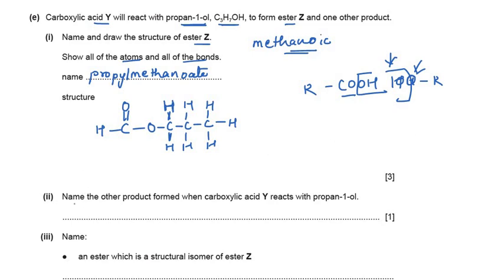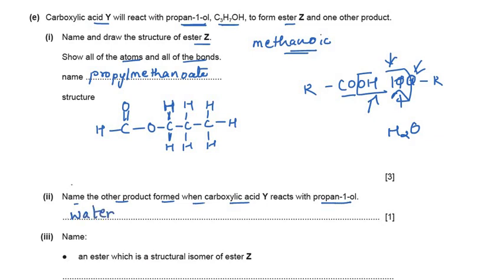The next sub question says, name the other product formed when carboxylic acid Y reacts with propan-1-ol. So after the reaction between acid and alcohol, ester is formed, and the other product formed is here. You can see that the OH and H are removed, and that will form water molecules. So the other product is water.